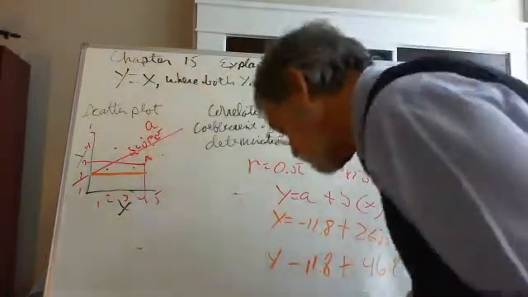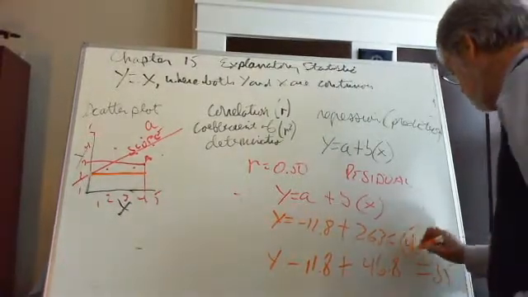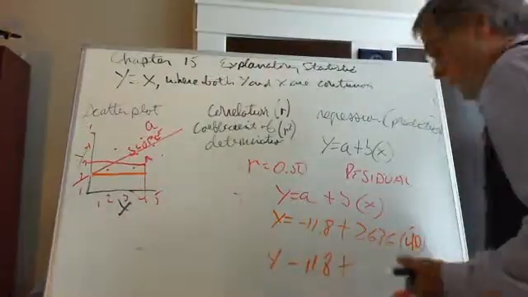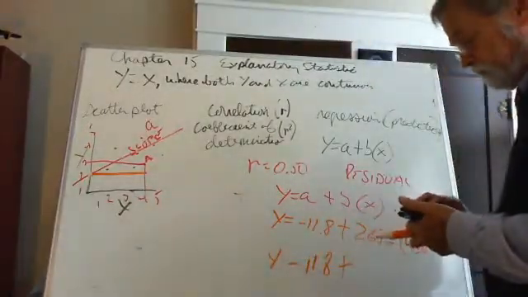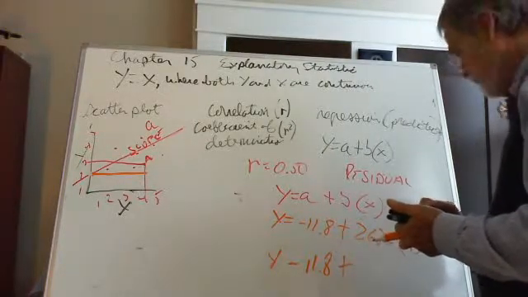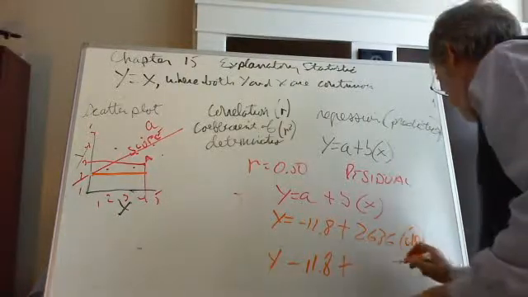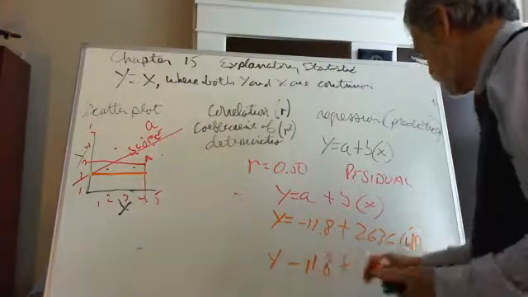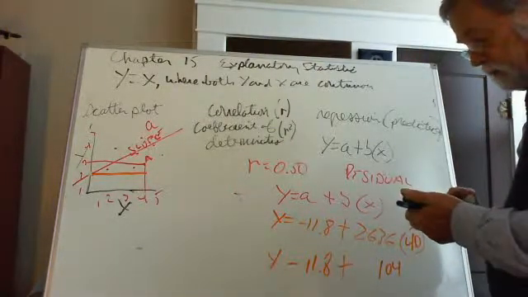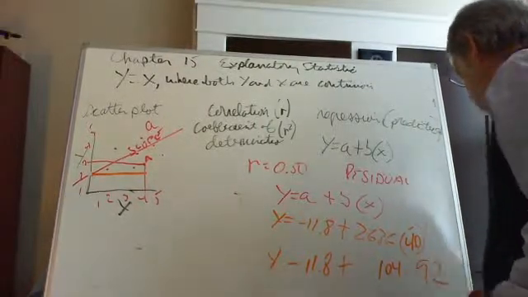Now, if we were to do the next one, which is 40, and we put 40 here, then we would get something different. So then we do 40 times, I'll just do 2.6, equals 104, and then we subtract 11.8, and we get 92, if I did my math correctly.